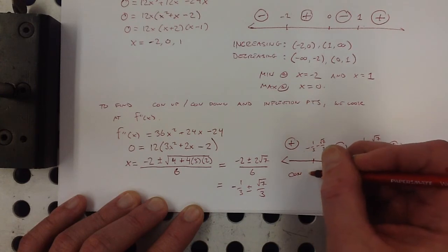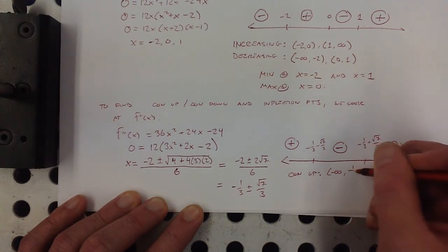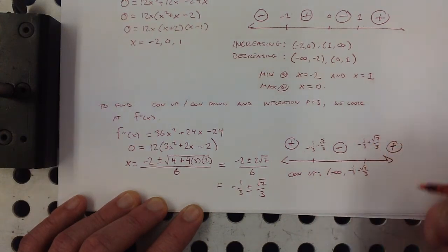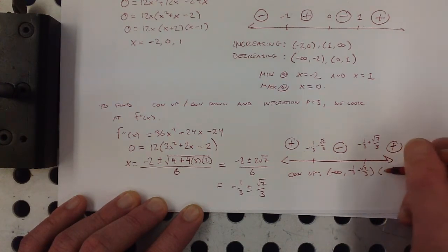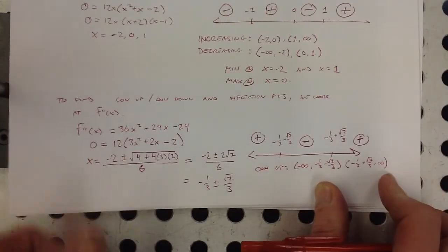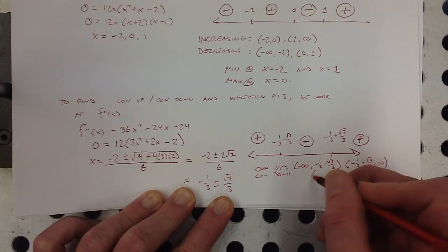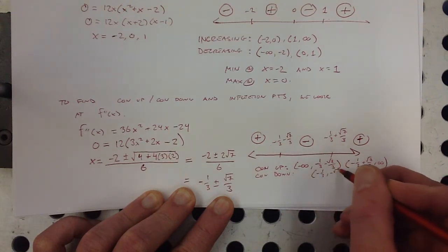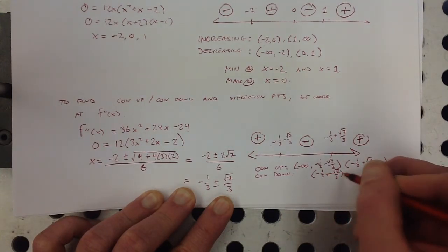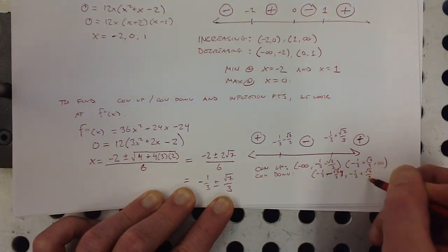So we're concave up from -∞ to -1/3 minus the square root of 7/3, and -1/3 plus the square root of 7/3 to infinity. Sorry, you can't see that, can you? There. And then it's concave down on that little interval in the middle. Oops, that should be minus, and then that should be a comma. Sorry about that. Right, just in between those.